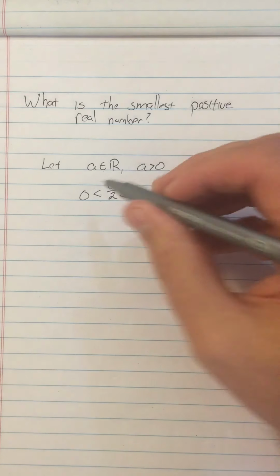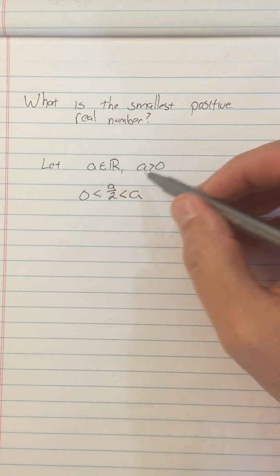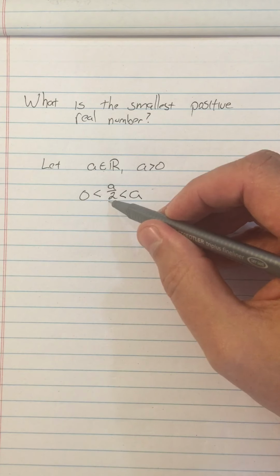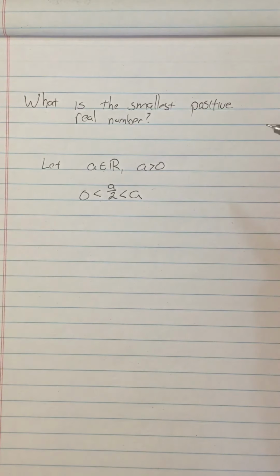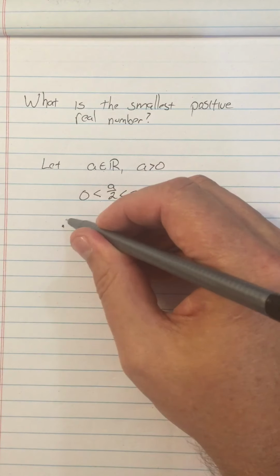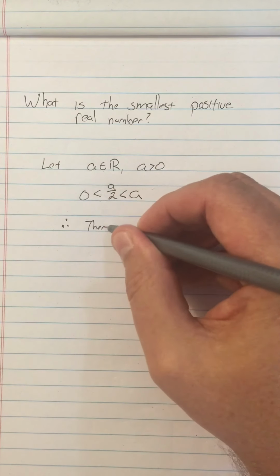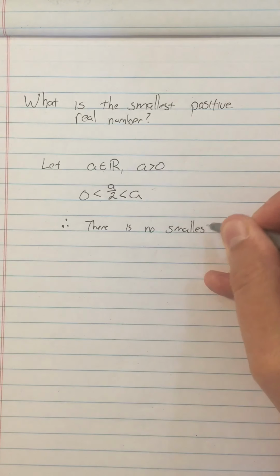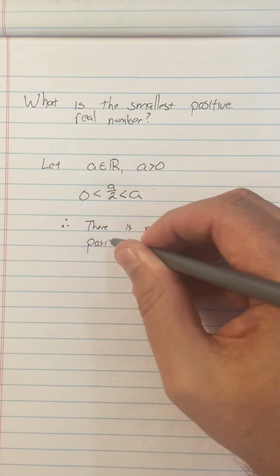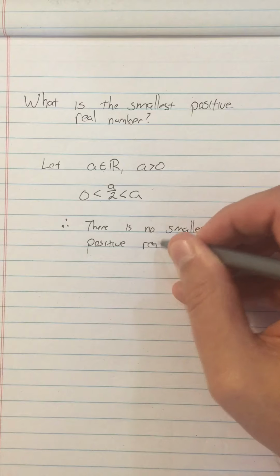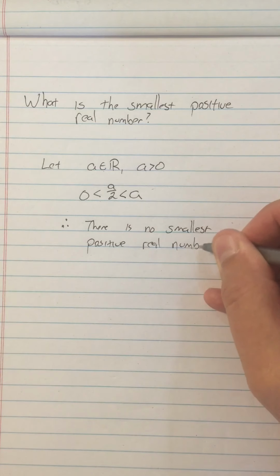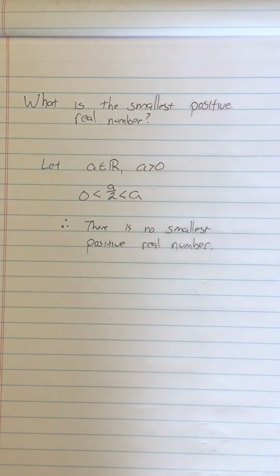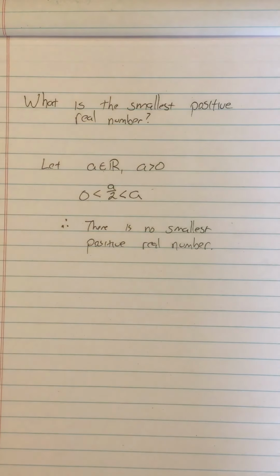So, for any real number A that is positive, there is always a number that is smaller than A, but still positive. Therefore, there is no smallest positive real number. All right, so that seems like a trivial thing now, but just you wait.